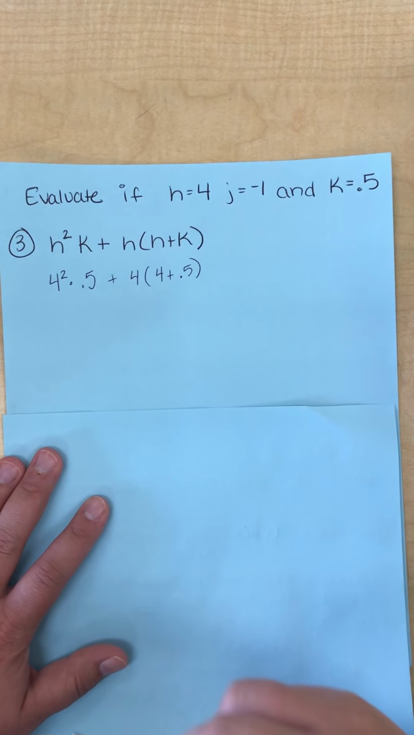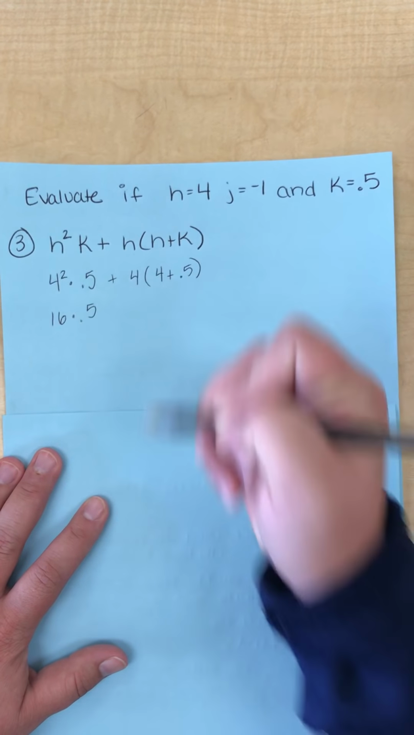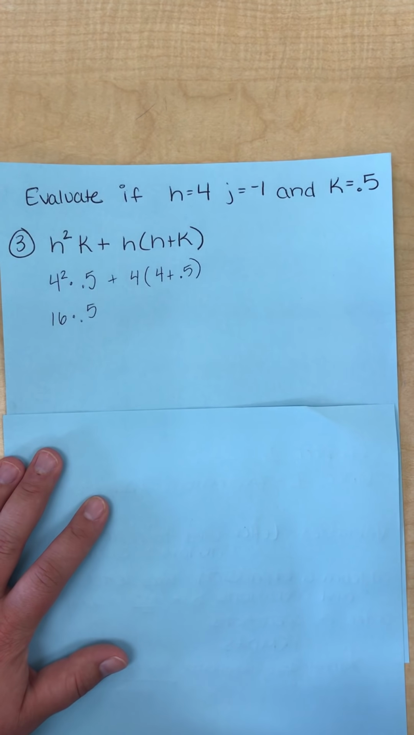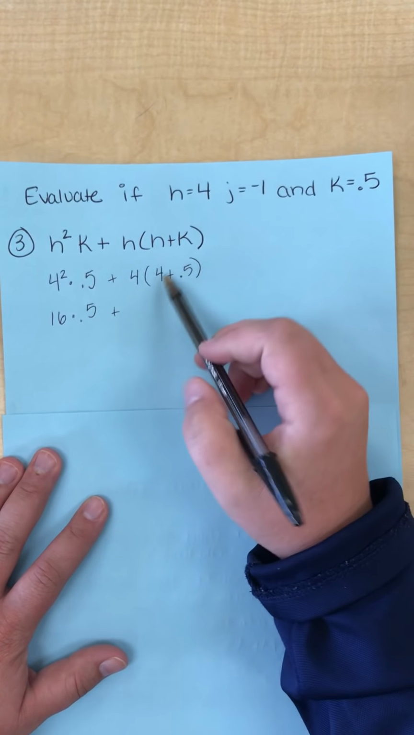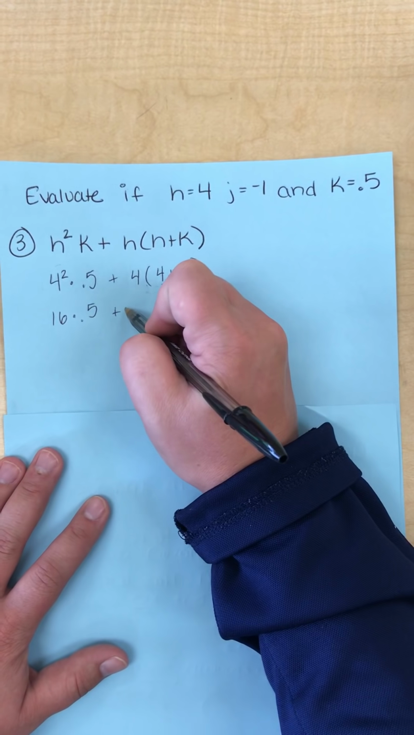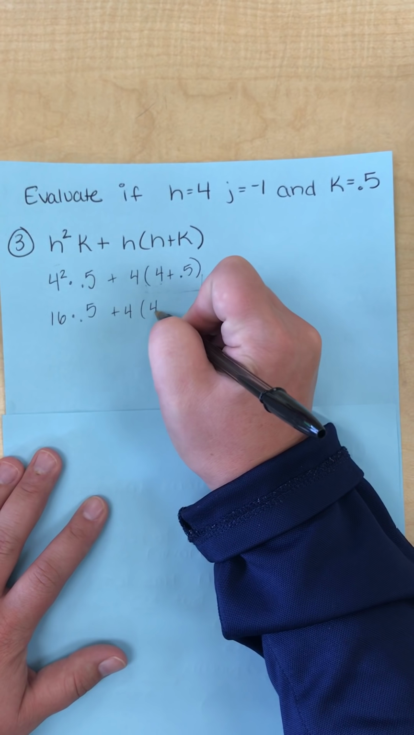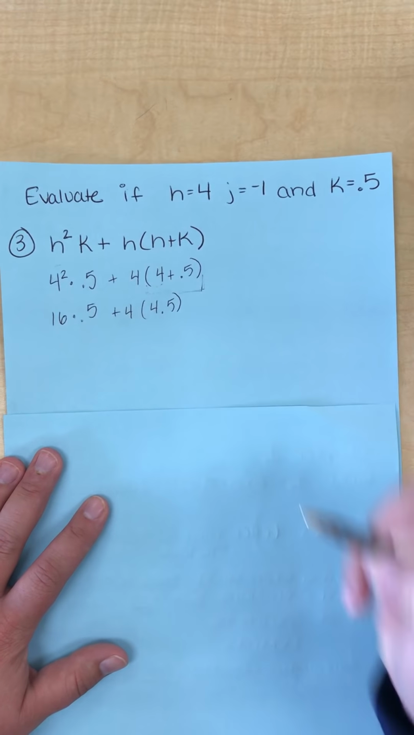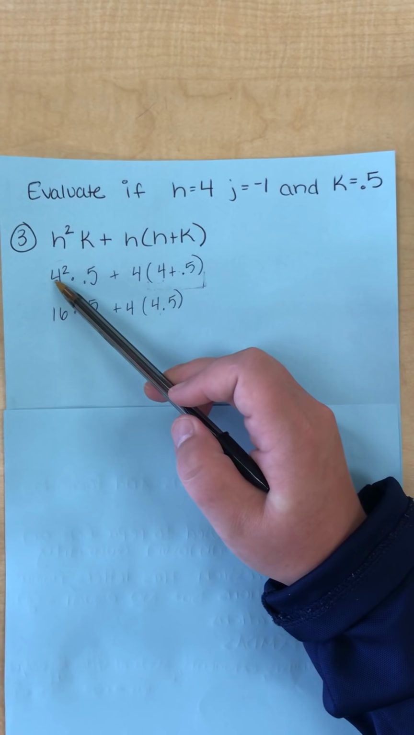All right, 4 squared would give you 16 times 0.5, because we're doing exponents first. And we can do our parentheses here. Since the parentheses and this exponent don't affect each other, that's why we can do those in the same step. So I did those two things first. So I technically did my parentheses here, and then I did my exponent here.